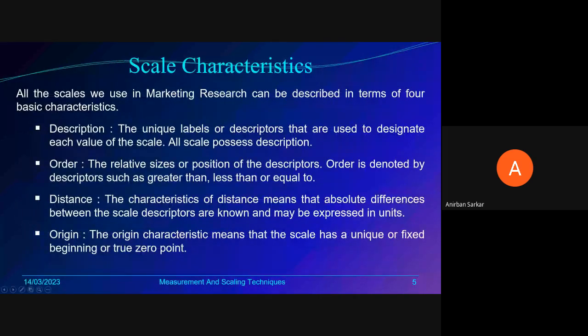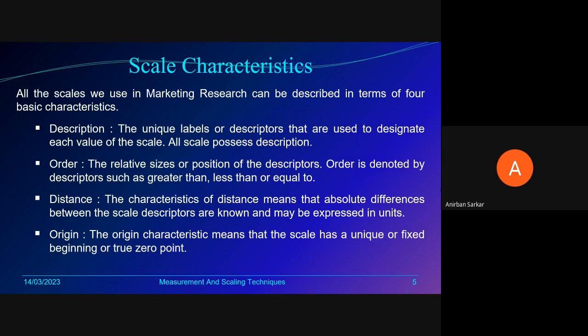Now, in order to understand whether it is a nominal, ordinal, interval, or ratio scale, we need to understand the scale characteristics first. And there are 4 scale characteristics. One is description, the other is order, third is distance, and fourth is origin.